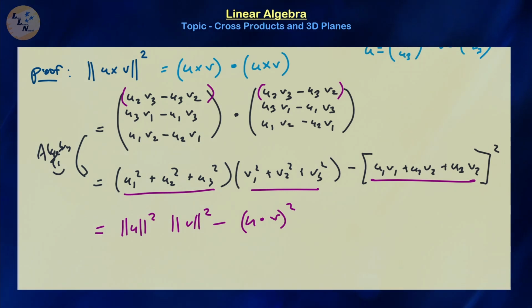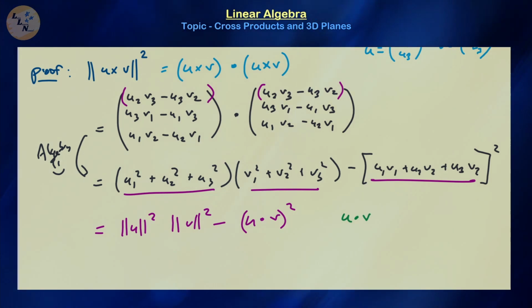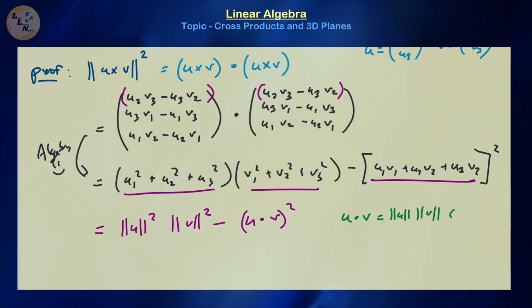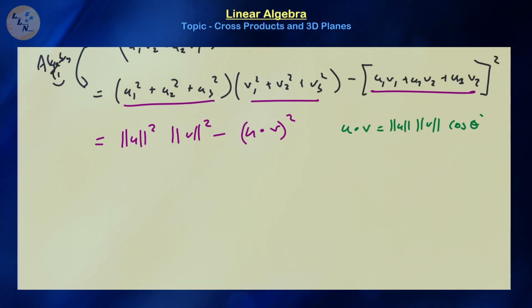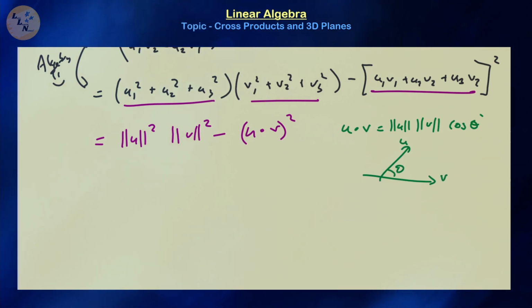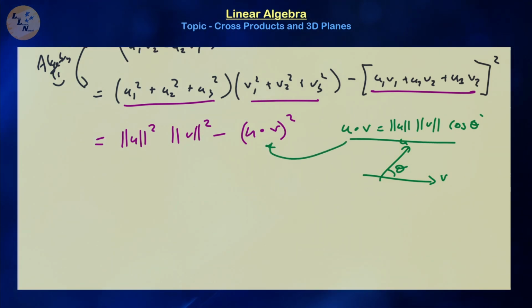Keep in mind a nice little geometry formula that we derived back when we were talking about the angles between two vectors. We can represent the dot product as the norm of u times the norm of v times the cosine of the angle between those vectors u and v. If we look at that from the geometric perspective, if u is there and v is there, theta is going to be that angle there.